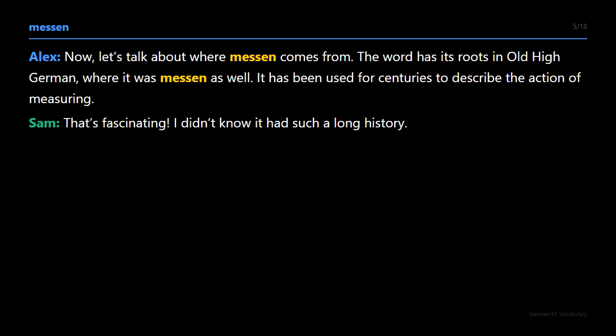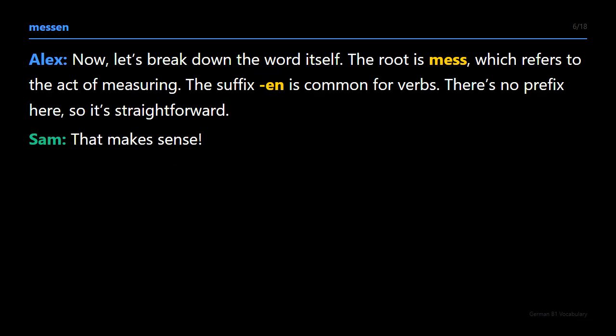Now, let's break down the word itself. The root is mess, which refers to the act of measuring. The suffix is common for verbs. There's no prefix here, so it's straightforward. That makes sense.